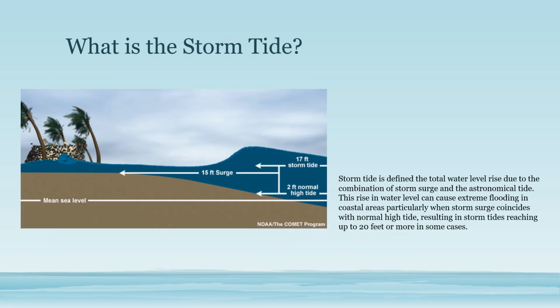So when we add tide and surge, we get the total amount of water, and that's called storm tide. Storm tide is the total amount of water that hits our coastal villages and towns, and it's the tide plus storm surge.